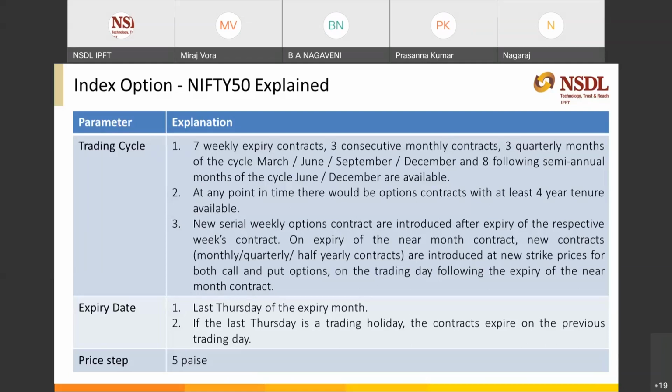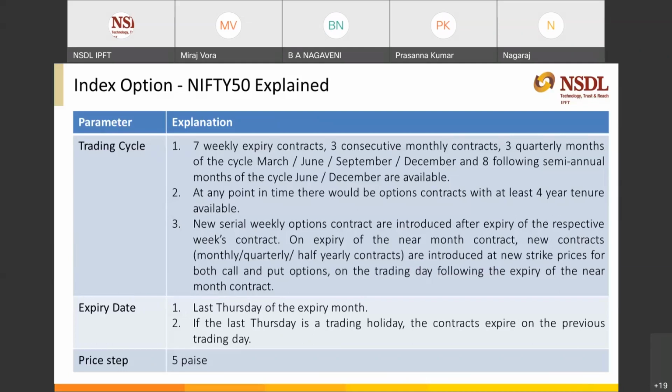So today was a closing of a quarterly month also. So now March has been closed. That means you would be having the next 3 quarterly expiries open, that is June, September and December. After that, you would be having 8 semi-annual month cycles, which will be June and December. So 8 semi-annual expiries would basically give you a tenure of 4 years.